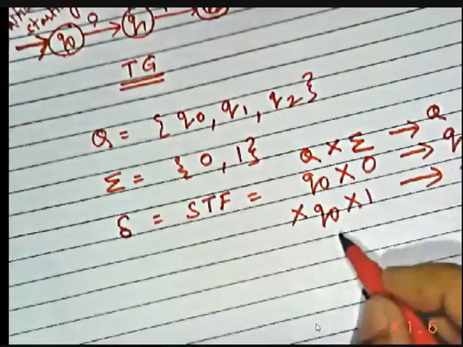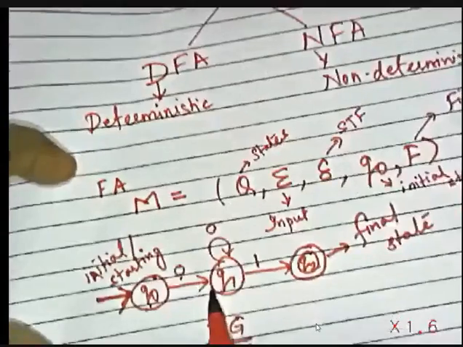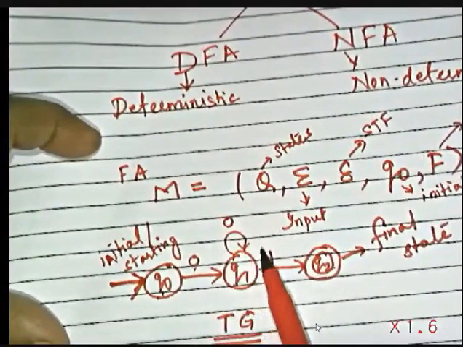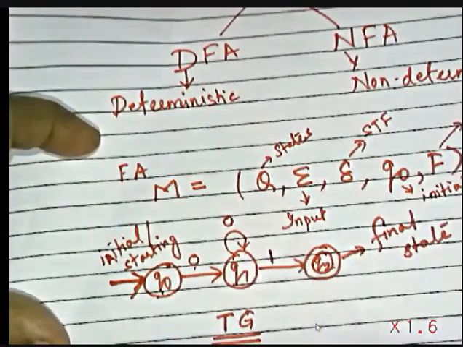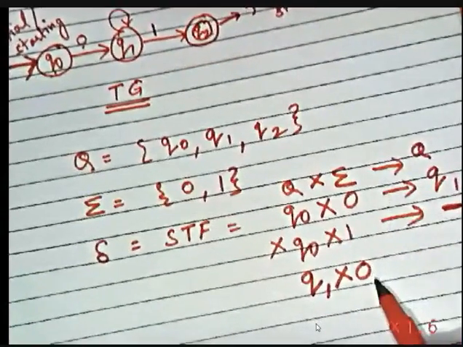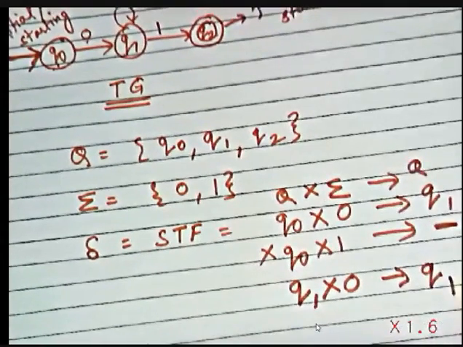Similarly, my next will be what? Q1 on 0. Is there any indication in this diagram? Yes. So Q1 on 0 moves to itself. So my current state is Q1, my input symbol is 0, and my next state will also be Q1. Is it clear?